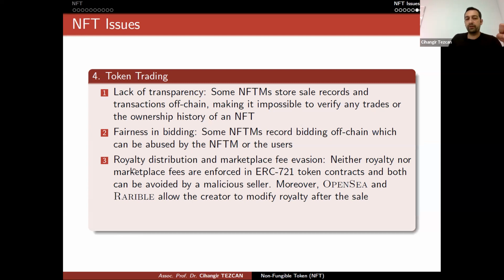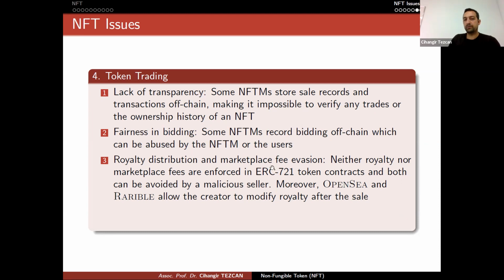And that ratio is sometimes determined by the marketplace, like 5% or 15%. So in the second or the following sales, you get that percentage of the sale. And in some marketplaces, it is determined by the creator itself. So you can create an NFT and say that the royalty fee is, for instance, 5%. Now the problem is that neither royalty nor the marketplace fees are enforced in the standard token contracts. And both can be avoided by a malicious seller.